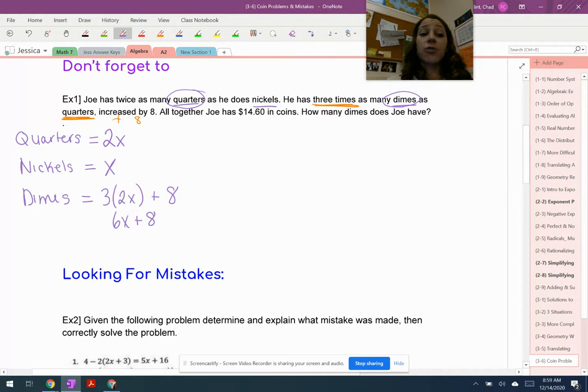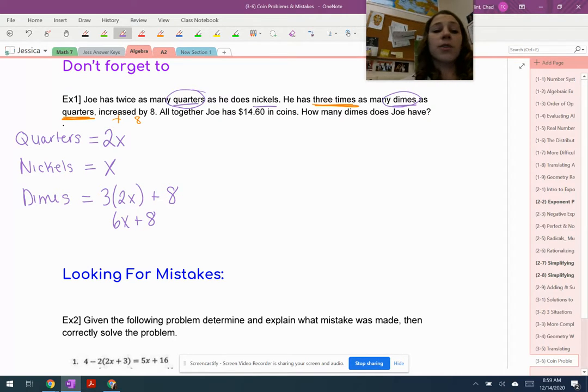We are not distributing the 3 to the 8 in this example because the sentence said 3 times as many dimes as quarters increased by 8. If it had wanted the 8 to be multiplied by 3, it would have said 3 times the sum of the number of quarters and 8. Then you would know that it has parentheses around the whole thing.